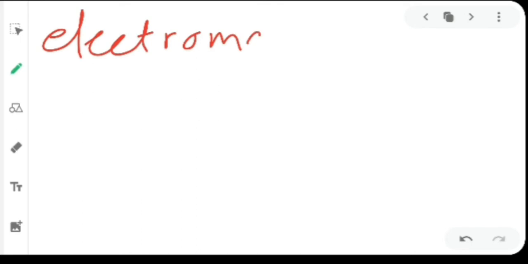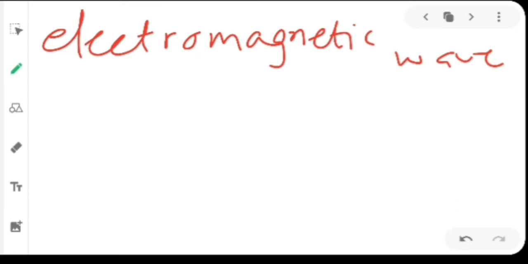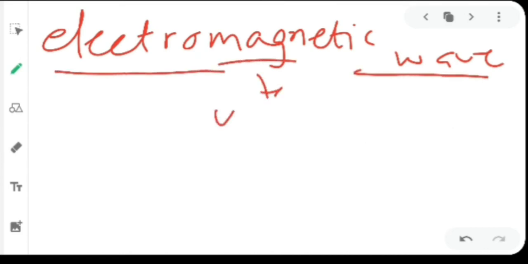Talking about interesting facts about light, first of all, we should know light is an electromagnetic wave. What is light? Light is an electromagnetic wave which possesses energy and has the ability to produce the sensation of vision. It means this electromagnetic wave gives us vision itself.